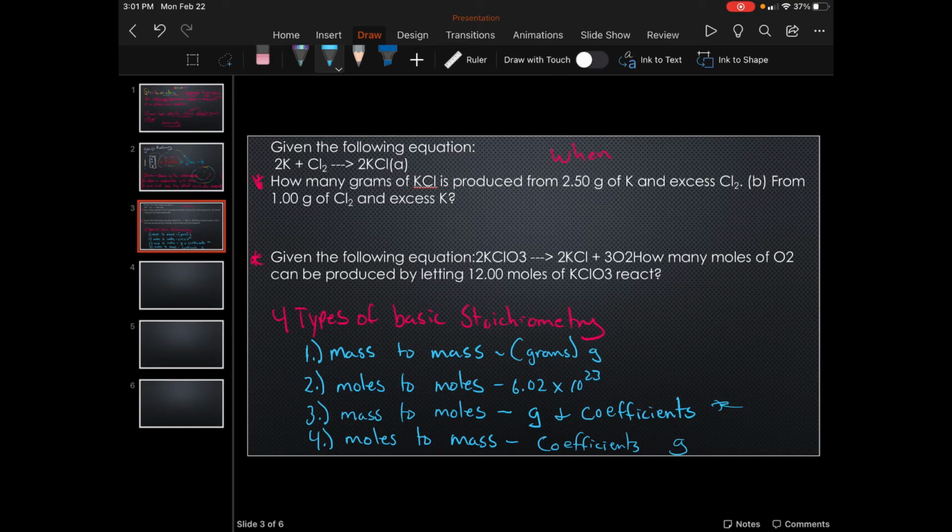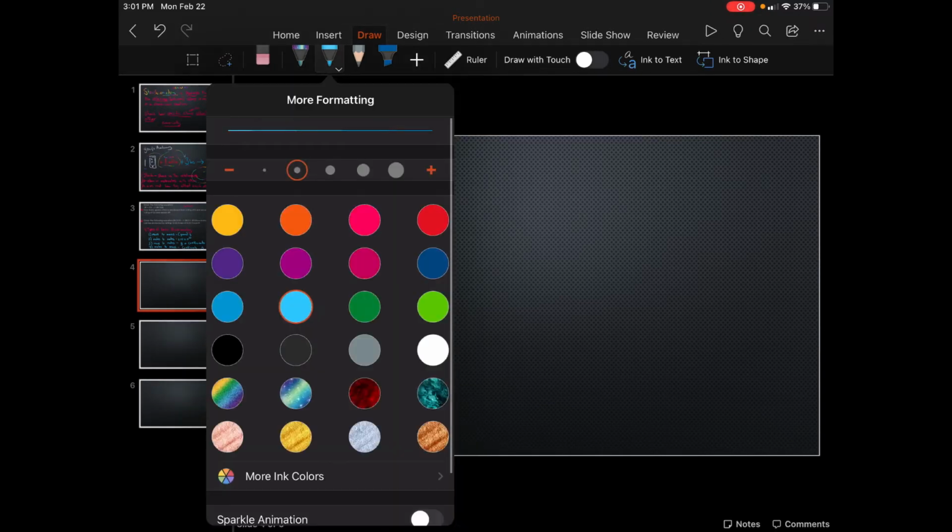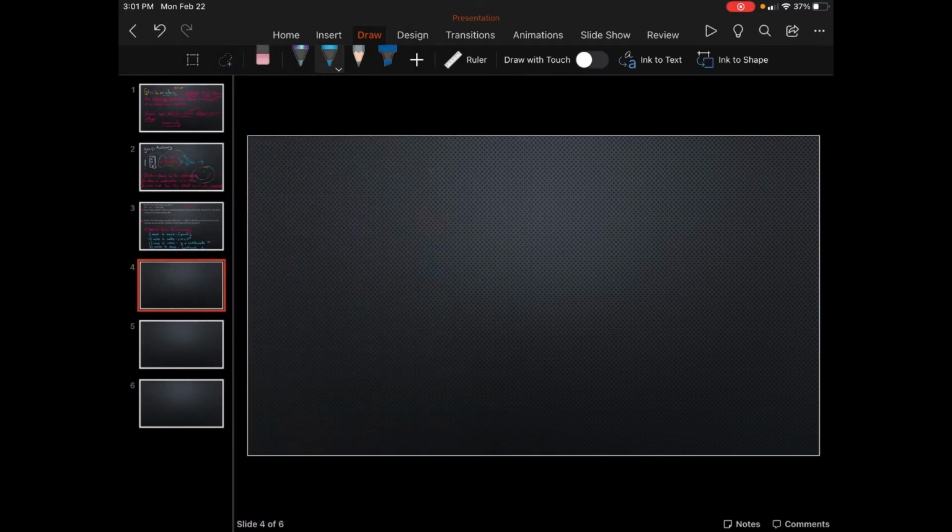You also have, and these are just extra for you, mass to liters or volume, mass to volume. And remember, volume is measured in liters. And so you would use grams, and then you would go to moles, and then you would go to liters. It's kind of like a step-by-step process. We go 1, 2, 3. Easy as 1, 2, 3, ABC.